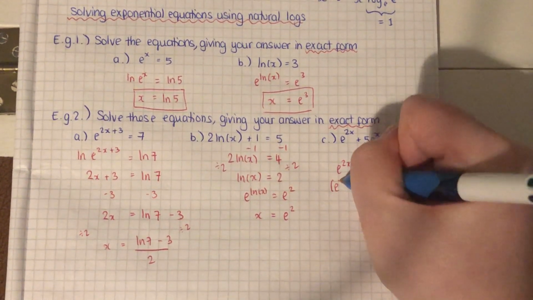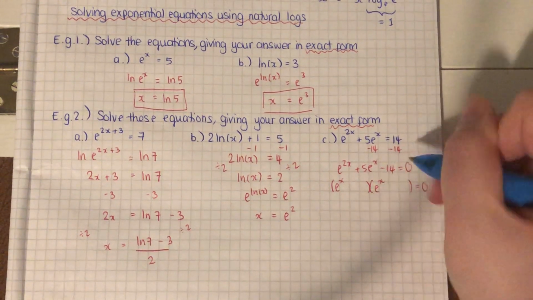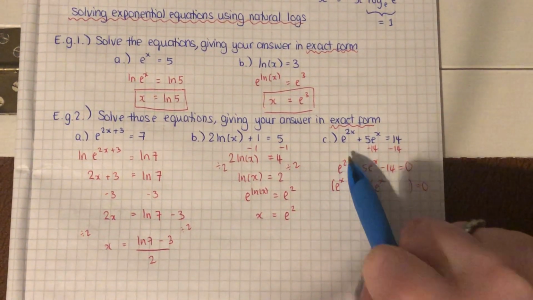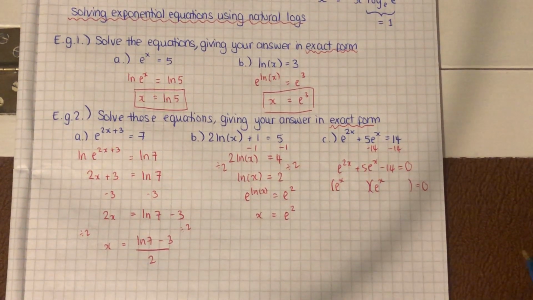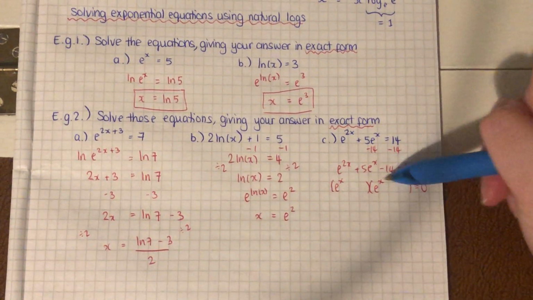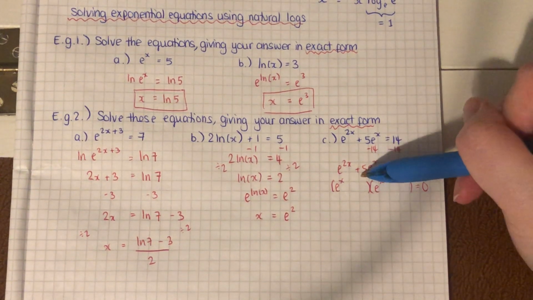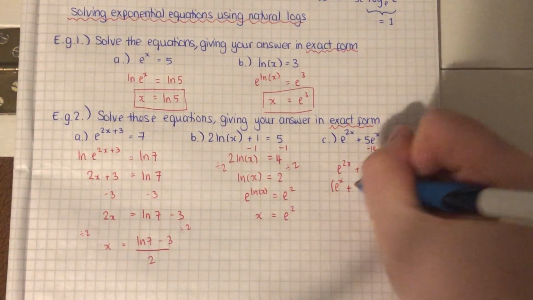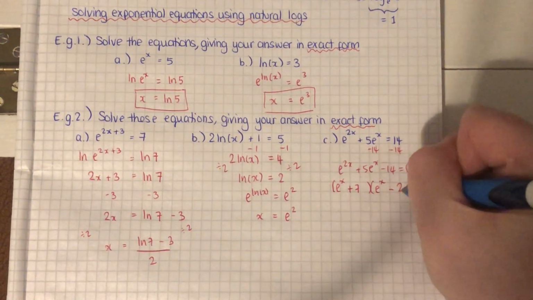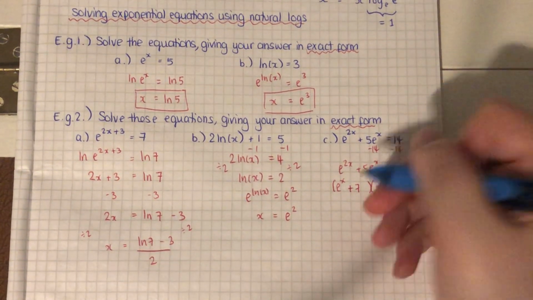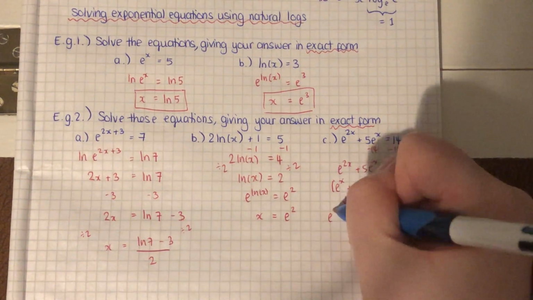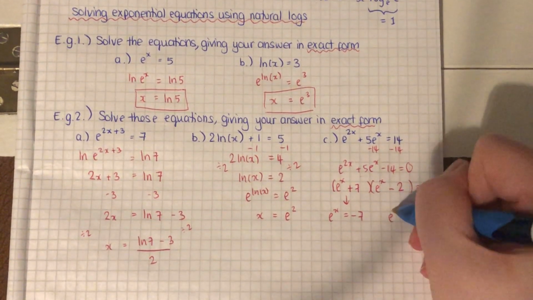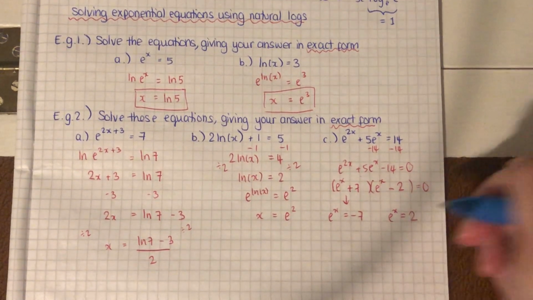So we're definitely going to have e to the x at the front of both brackets, because e to the x times e to the x will give you e to the 2x. So just remember, you add powers when they're multiplied together. So we need two numbers that multiply to make minus 14, and the same two numbers add to make 5. So it's going to be 7 and minus 2. So you get two answers. You'll get e to the x equals minus 7 and e to the x equals 2.